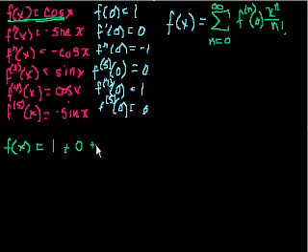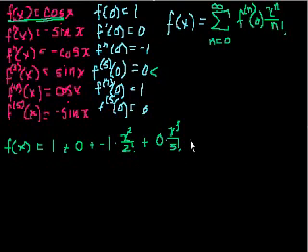Now we're at the second derivative. The second derivative at 0 is minus 1 times x squared over 2 factorial plus the third derivative at 0. Well, the third derivative at 0 we figured out was 0. Who cares what that is? But it would have been x to the third over 3 factorial.